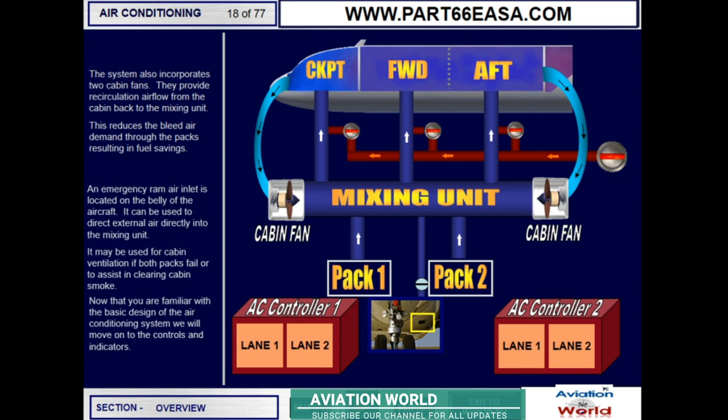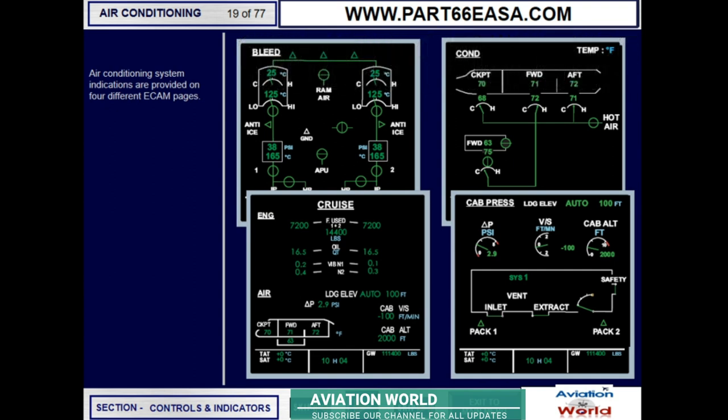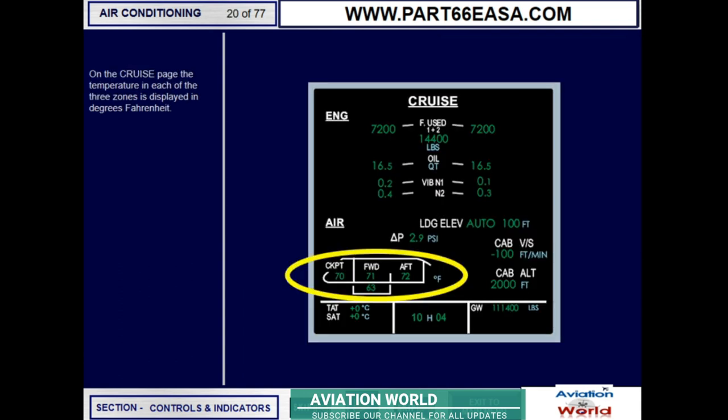An emergency ram air inlet is located on the belly of the aircraft. Indications are provided on four different ECAM pages. On the cruise page, the temperature in each of the three zones is displayed in degrees Fahrenheit.